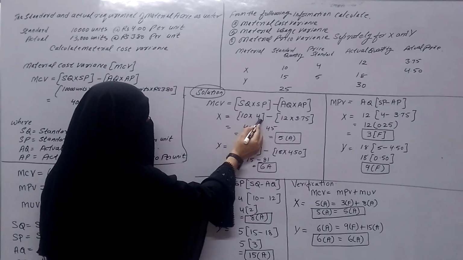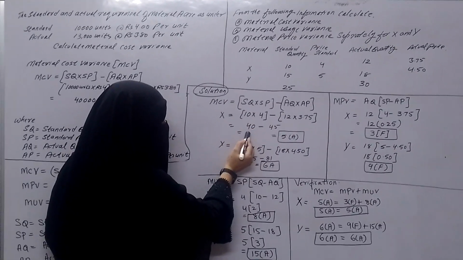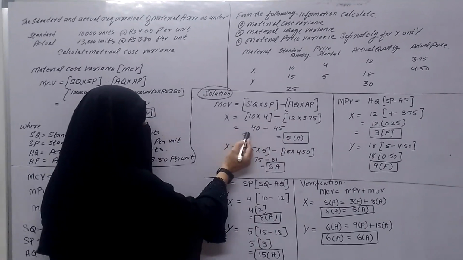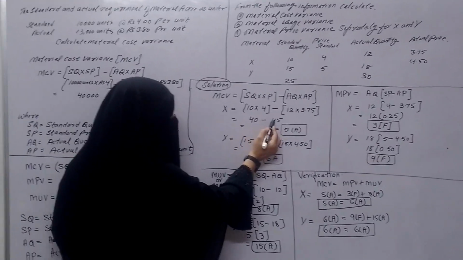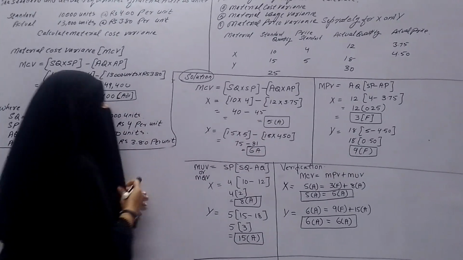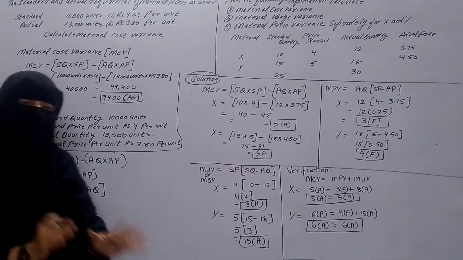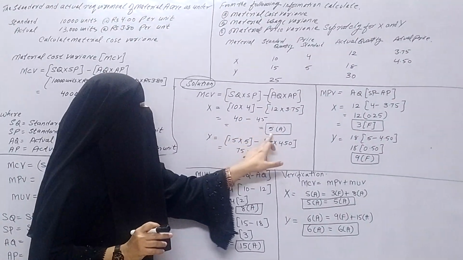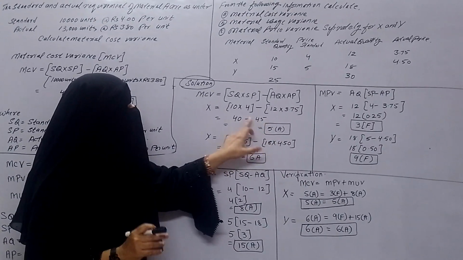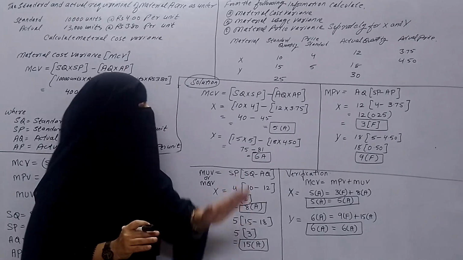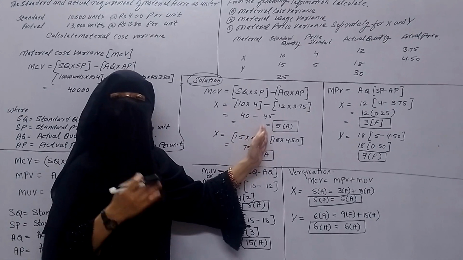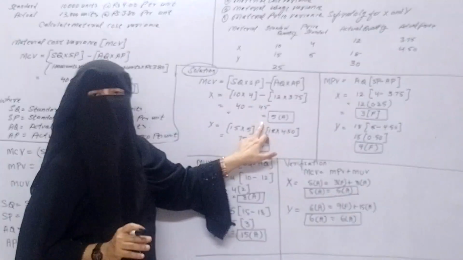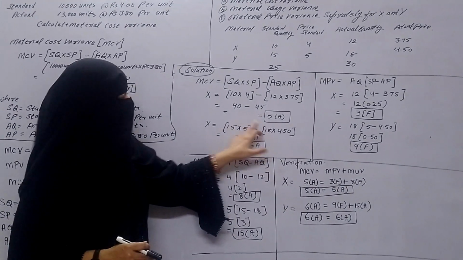So SQ into SP, 10 into 4, 40. 12 into 3.75, 45. So standard cost is 40, actual cost is 45. Now here actual cost is 45. The difference is 40 minus 45, 5. Here actual cost is more. So this deviation is called adverse deviation. This is not favorable. So this is 5 adverse or unfavorable.